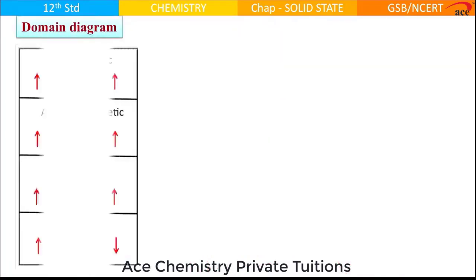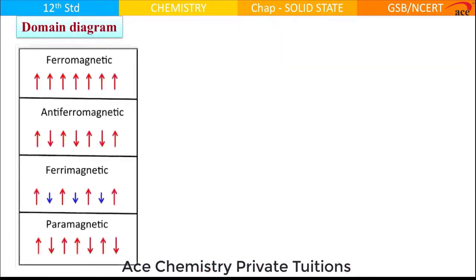If you want to see a domain diagram, these are domain diagrams. Remember, it is not a d orbital, it is not a p orbital, it has been shown as domains. All these domains are in the same direction. That means such a substance is ferromagnetic. Examples: iron, cobalt, nickel, gadolinium, CrO2.